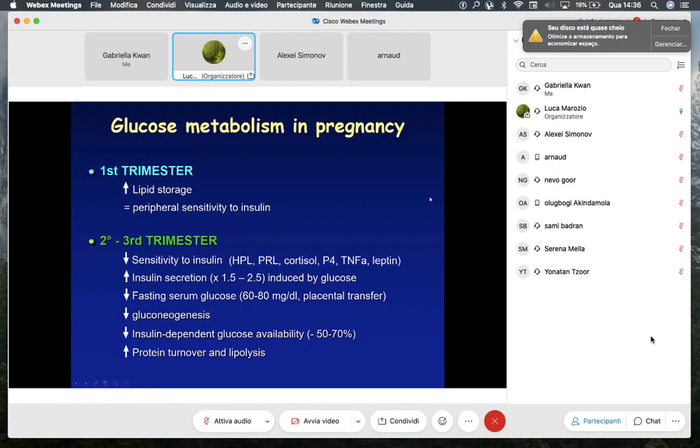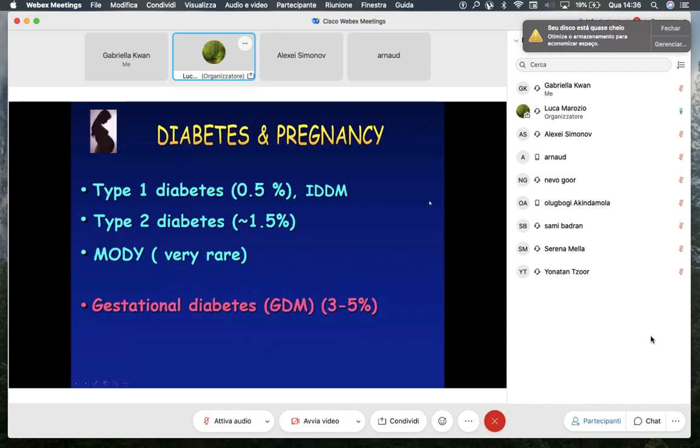But usually, as I said before when we talk about internal modification during pregnancy, the internal pancreas reacts in the insulin production. If it doesn't happen, something goes wrong. So we have four types of diabetes in pregnancy.